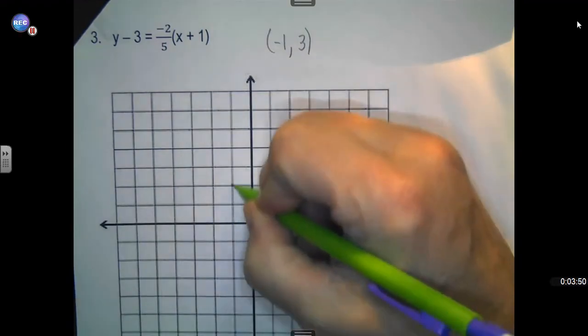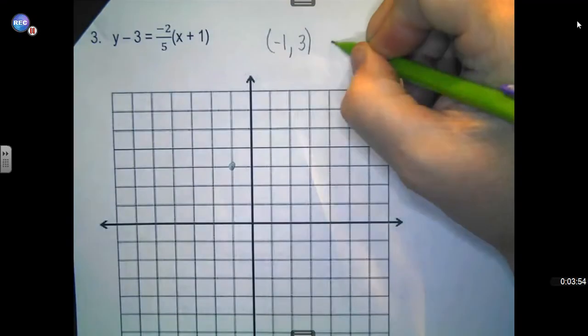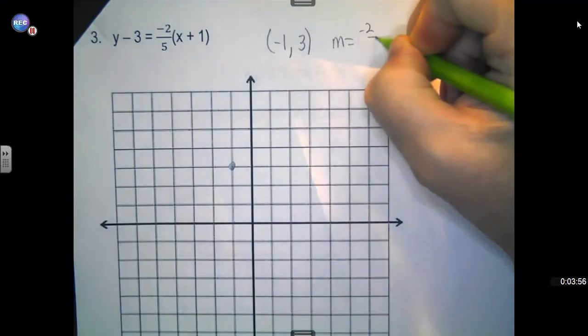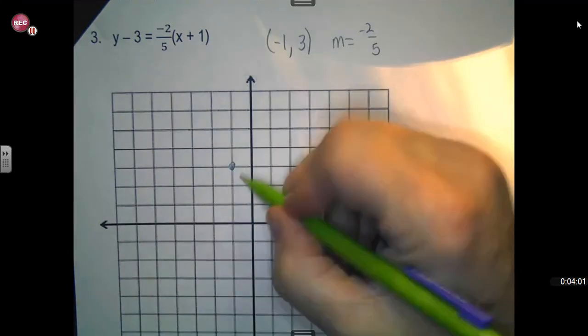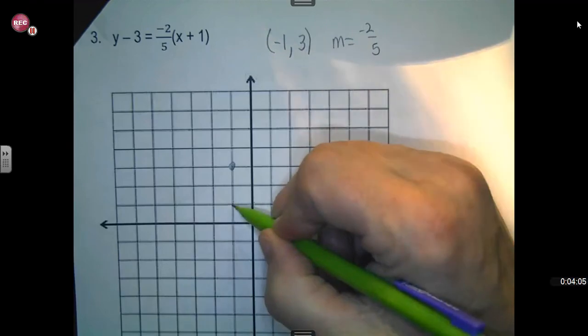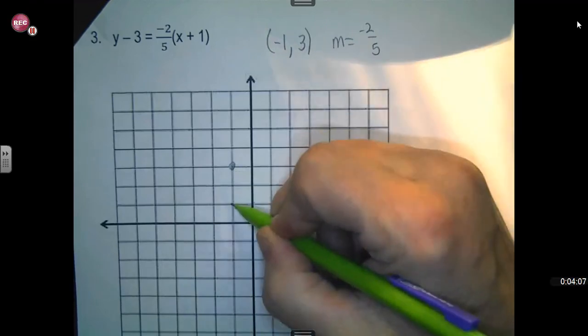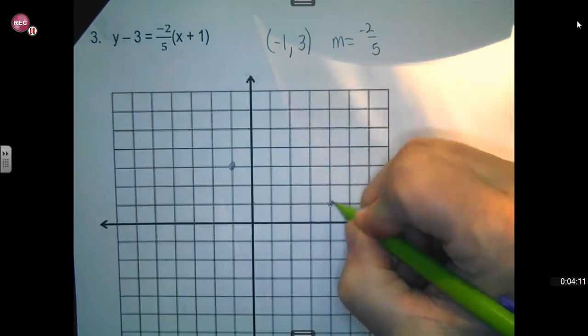Negative 1, 1, 2, 3. Plot my point right. The slope of this line is negative 2/5. Okay. So I rise negative 2 and I run positive 5. It's hard to talk and count at the same time. So negative 2, 1, 2, 3, 4, 5 puts me here.